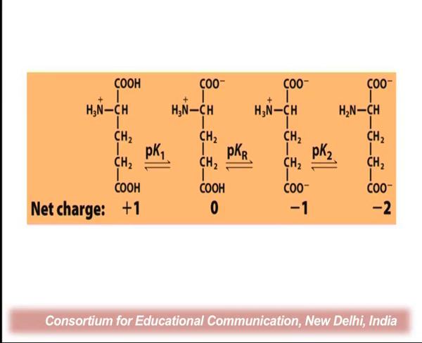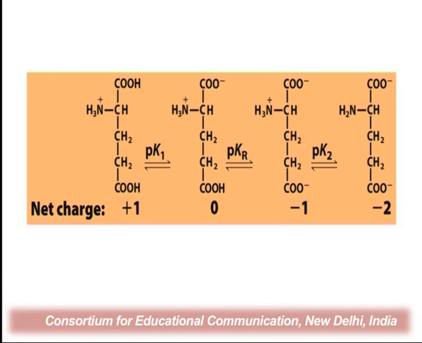Now when we look at the second structure, what we find here is that one of the carboxylate groups is unionized, whereas the alpha carboxylate group is present as a carboxylate ion and the alpha amino group is present as an ammonium ion. So the ammonium ion has a charge of +1 and the carboxylate group has a charge of -1. These will cancel each other and the net charge will be 0. That is, here the amino acid is existing as a zwitterion.